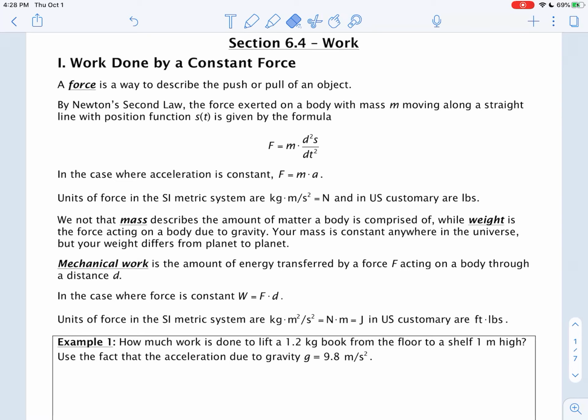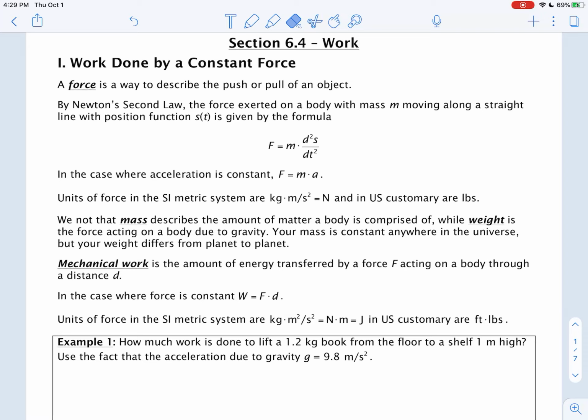So we're going to go over some units of measurement in the standard international units of measure and also the U.S. customary. And we're going to go over a couple of applications of work. So first, a force is a way to describe the push or pull of an object.